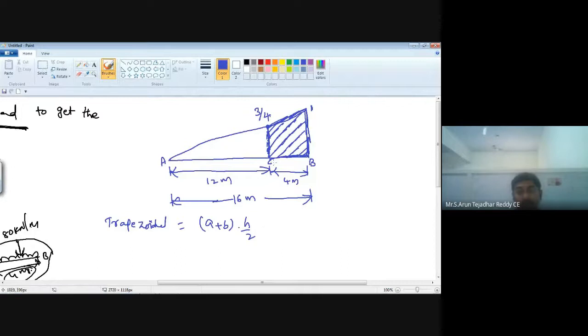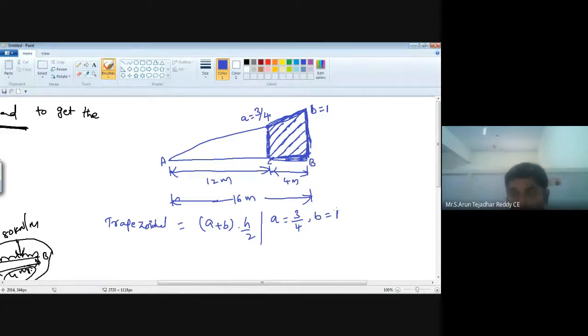Okay. In this formula, what about A? You can consider only the shaded area. In this shaded area, we have two ordinates. One is 3 by 4, the other one is 1. So here A is 3 by 4 and B is 1. Write clearly here: A is equal to 3 by 4 and B is equal to 1.